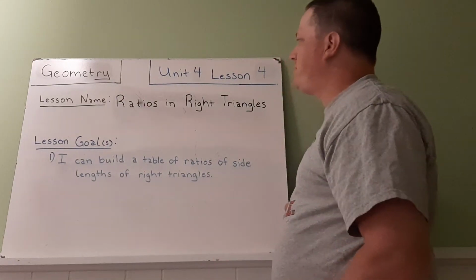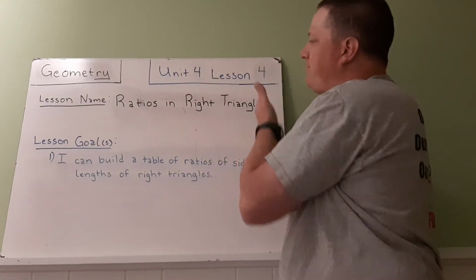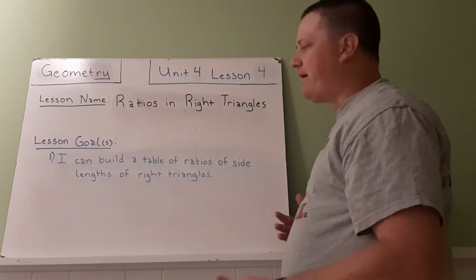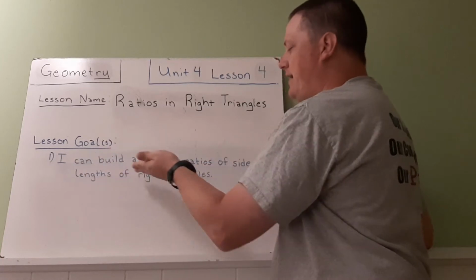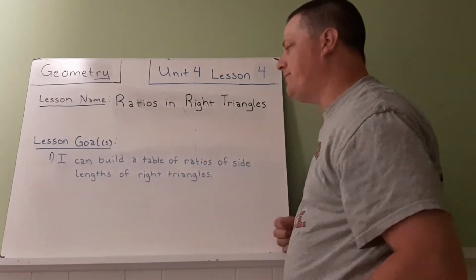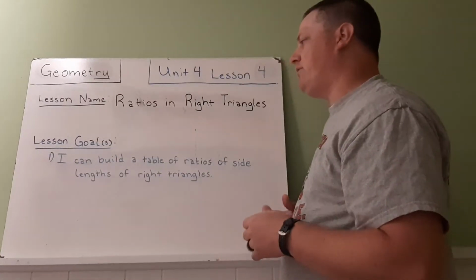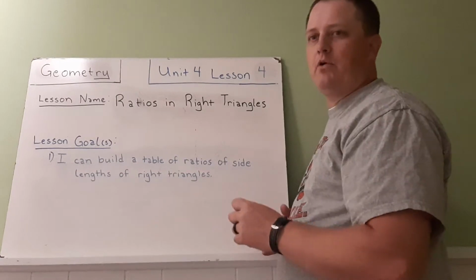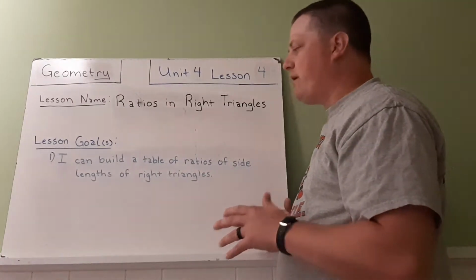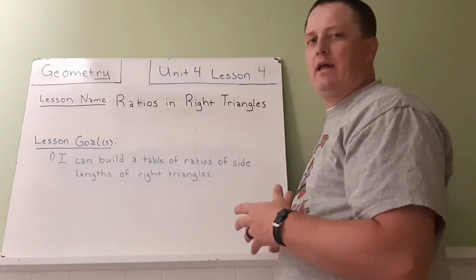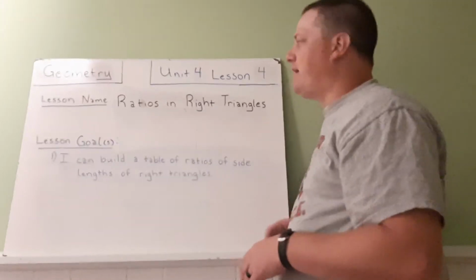All right, geometry students, let's look at Unit 4, Lesson 4, Ratios in Right Triangles. So we have one goal here. I can build a table of ratios of side lengths of right triangles. What we're going to do is build a table that will compare the ratios of the side lengths of right triangles and see if there's any patterns there.